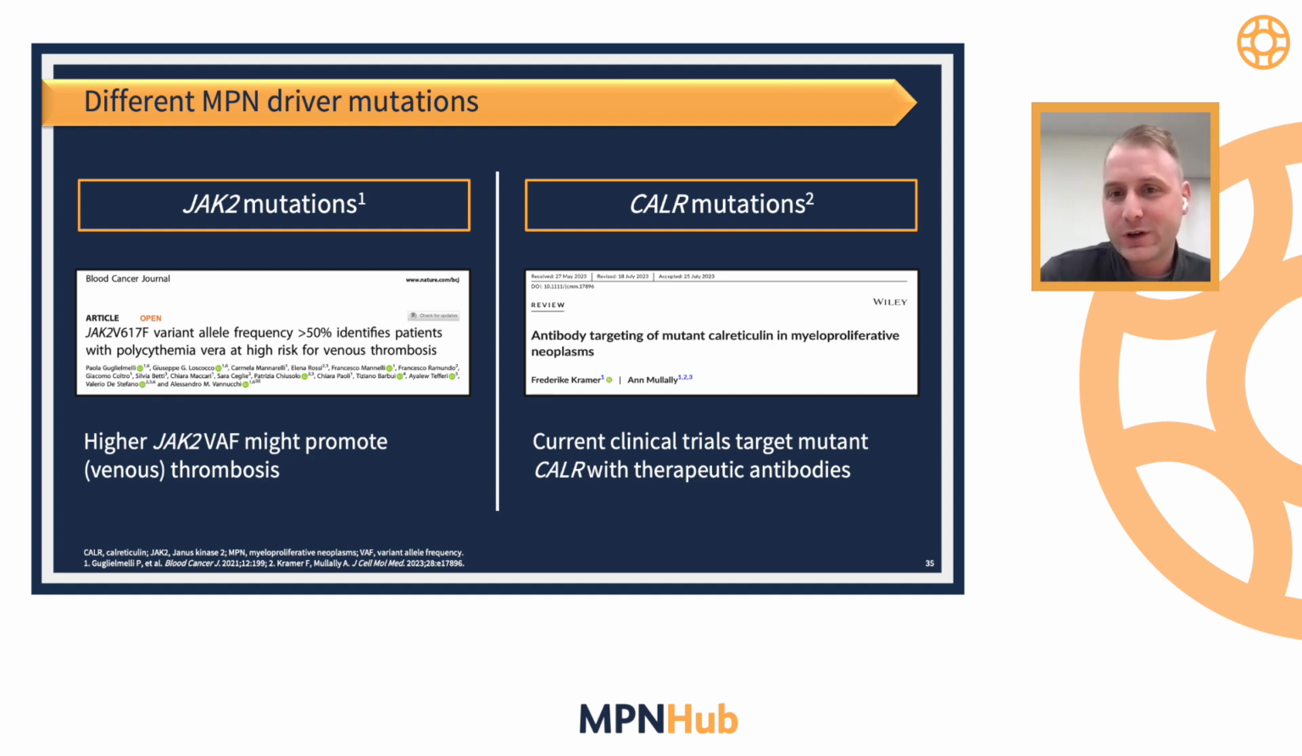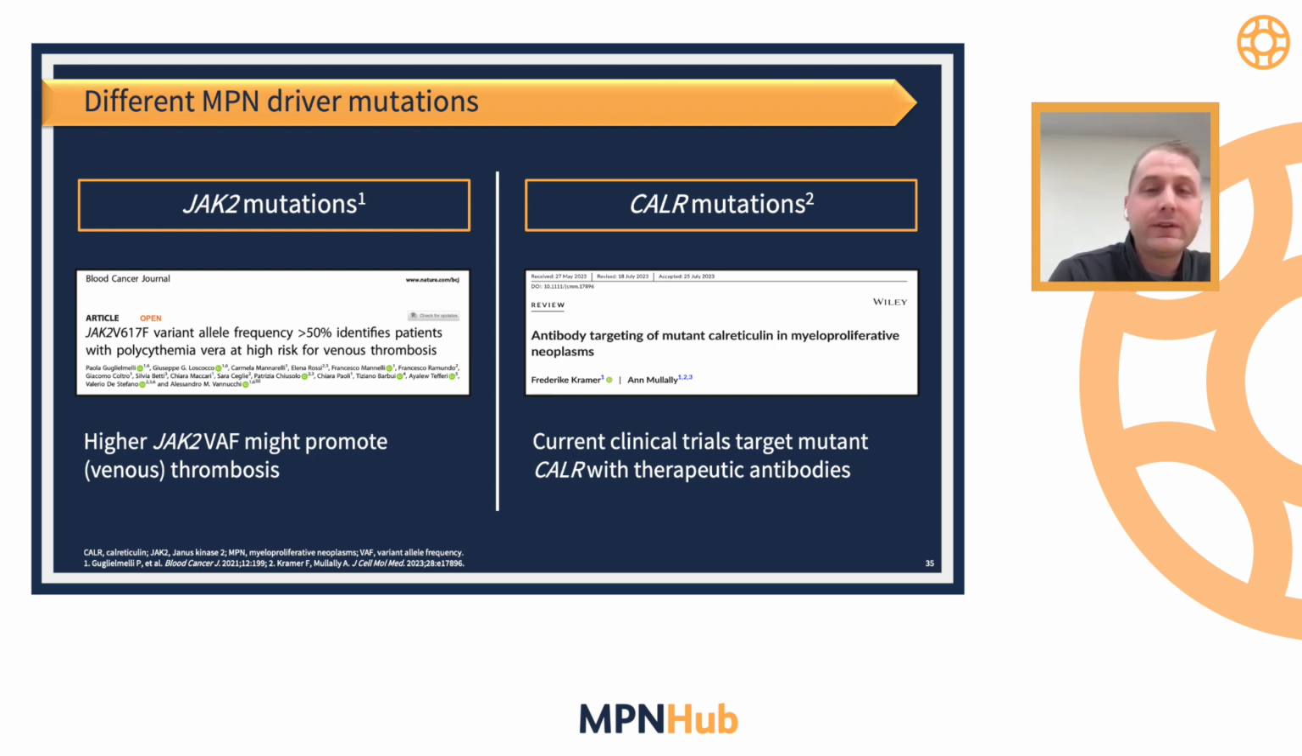And I just put out two examples. The first example is for JAK2 mutations, the variant allele frequency, so the allelic burden of a JAK2 mutation. And there are data showing that higher variant allele frequency is highly associated with an increased risk of thrombosis. So the allelic burden is a biomarker that can indicate certain complications.